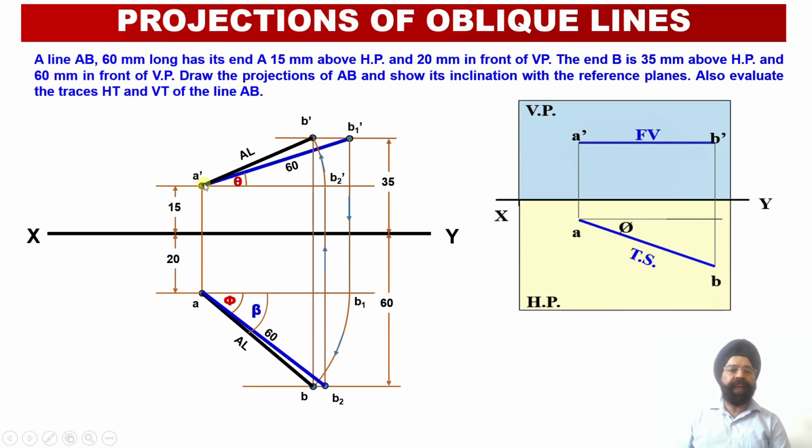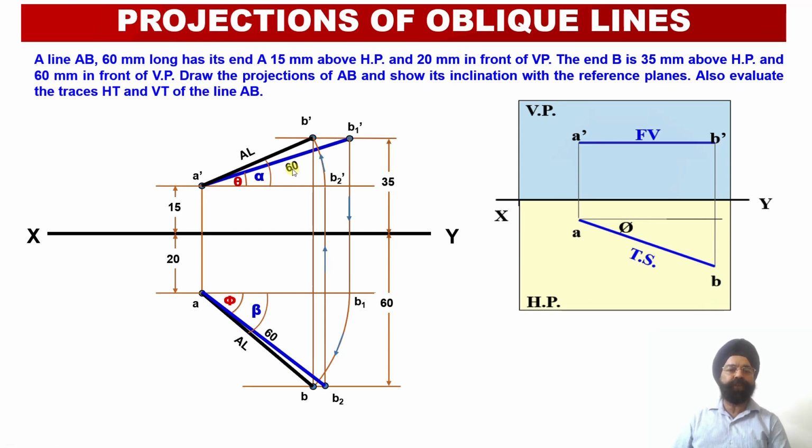Now having obtained the apparent length of the line A dash B dash, we need to evaluate the inclination of this apparent length in elevation with respect to the horizontal plane. And we can see that the angle of inclination of the apparent length in elevation A dash B dash with the horizontal plane happens to be angle alpha over here. Now we can check the true length of the line in elevation, it is 60. The apparent length of the line happens to be shorter than the true length of the line.